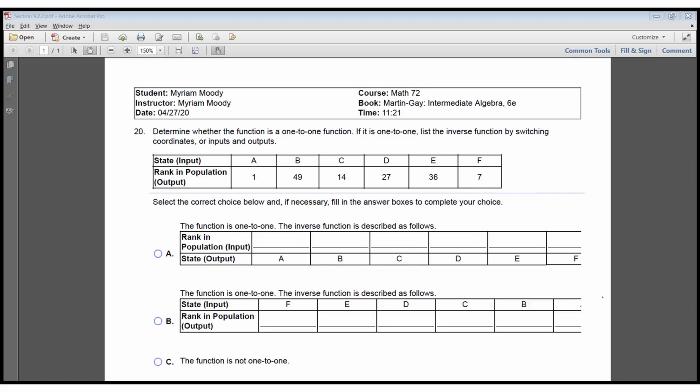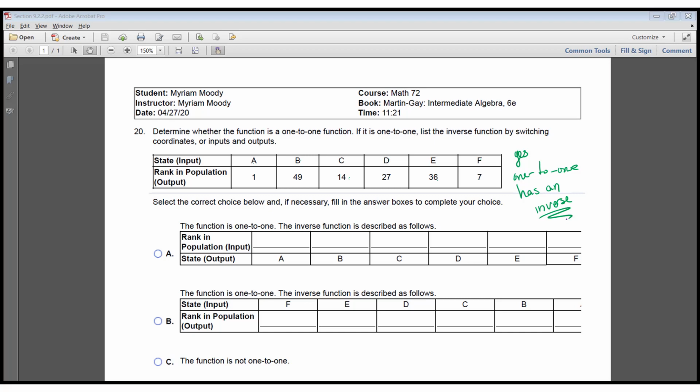Okay, let's look at another example. I'm looking at every input, and I'm seeing that every input has exactly one output. Now, let's look at the outputs. Are any of the outputs duplicates? No, they're not. So would this be considered a one-to-one function? Yes, this one is a one-to-one function. Yes, one-to-one. Which means it has an inverse. Now we have to figure out the inverse.